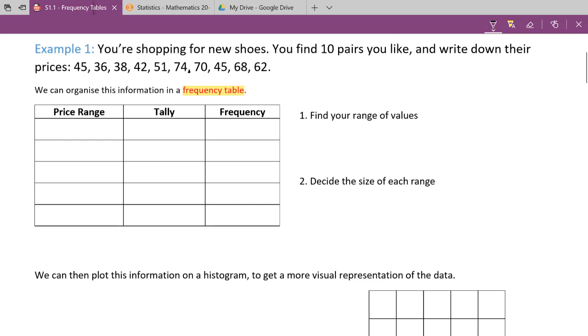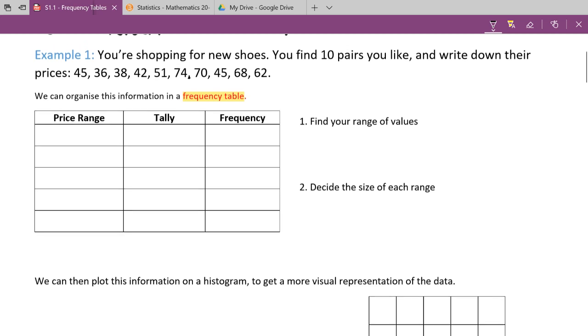So the first thing we want to do is identify our lowest value and our highest value. Scanning through my list of prices, it looks like my lowest price is $36. And it looks like my highest price is $74.